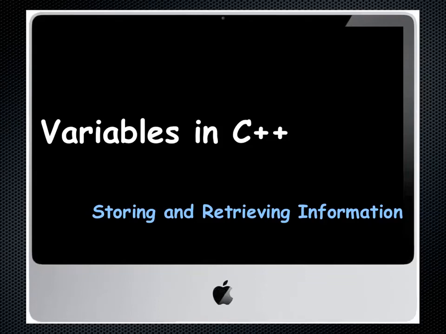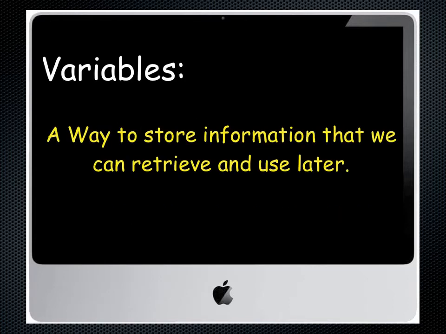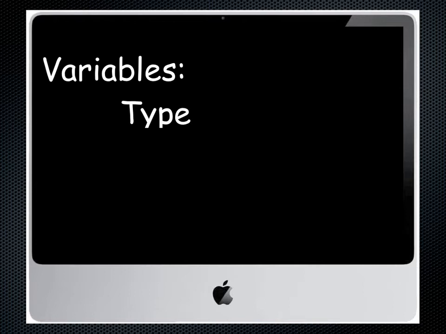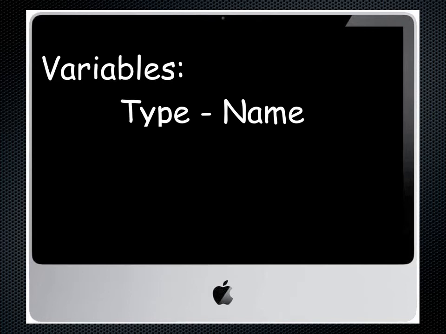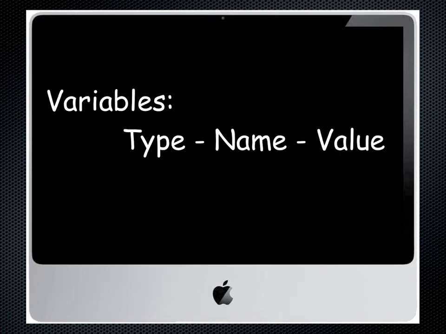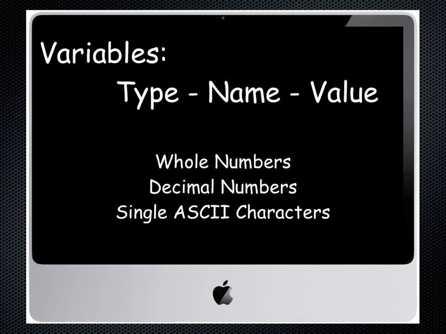This is a short presentation on the use of variables in C++. We use variables to store information that we can retrieve and use later in our program. Variables in C++ have a type, a name, and a value. And in our programs, we will want to store information for whole numbers, decimal numbers, and single ASCII characters.